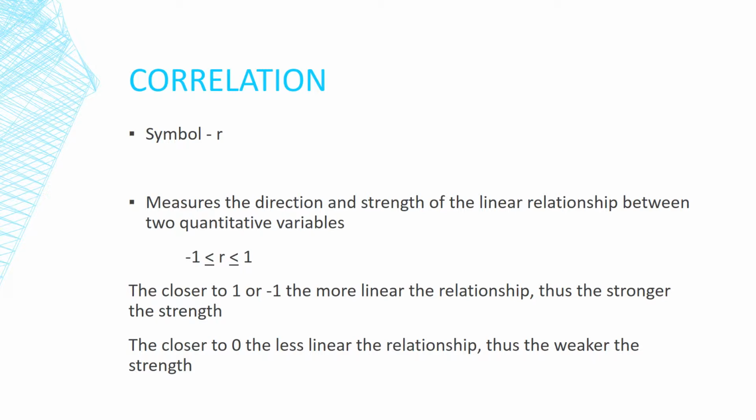So what correlation does is it measures the direction and strength of the linear relationship between the two quantitative variables. R can be as small as -1 or as big as 1. It can't be outside those two values. So the closer to 1 or -1, the more linear the relationship, thus the stronger the strength, right? The points are more closely together and appear to be more linear than as it gets closer and closer to 0, where there becomes more and more scattering of the points, thus a weaker relationship.